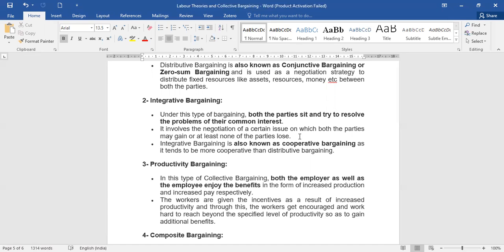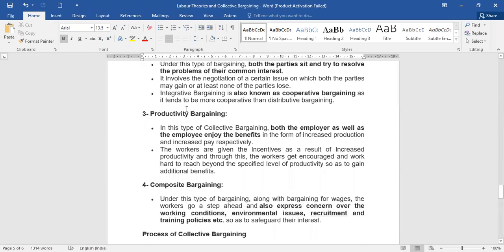So it is like a win-win situation. Because it is teamwork, it is also known as cooperative bargaining, and it tends to be more cooperative than distributive. So if you compare both of them, integrative bargaining is definitely something on a positive note.